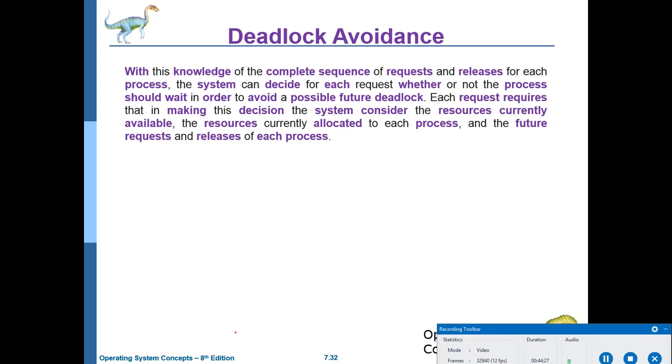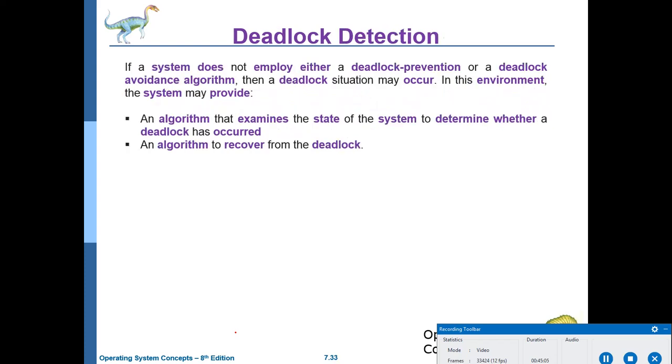So with this knowledge of the complete sequence of requests and releases for each process, the system can decide for each request whether or not a process should wait to avoid a future deadlock. To make this decision, the system considers the resources currently allocated to a process, and it can also consider the future requests and releases of a process. So this requires prior knowledge of the resources which will be needed by the process, and hence deadlock can be avoided.